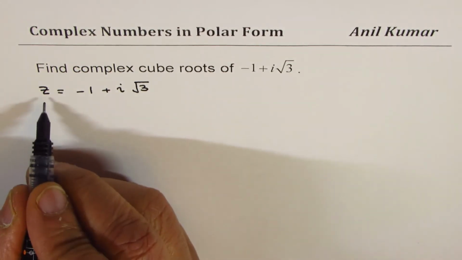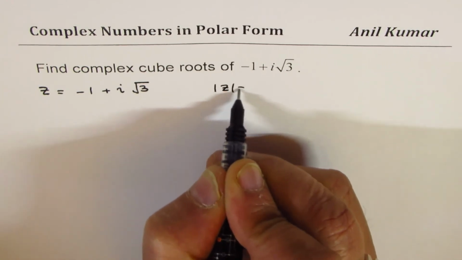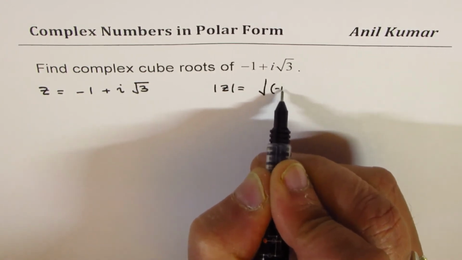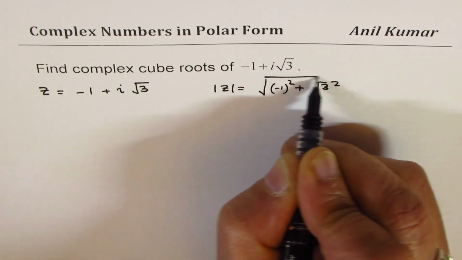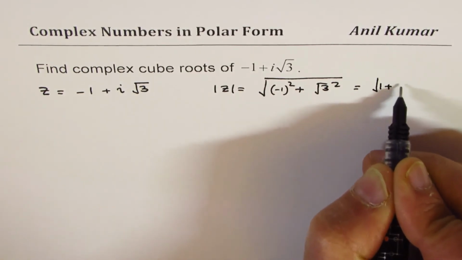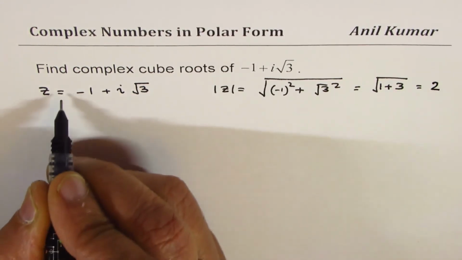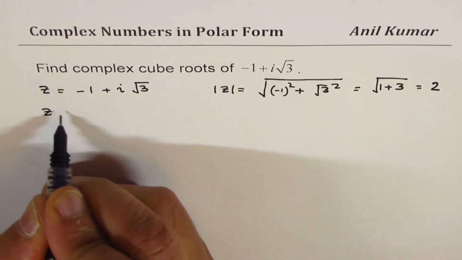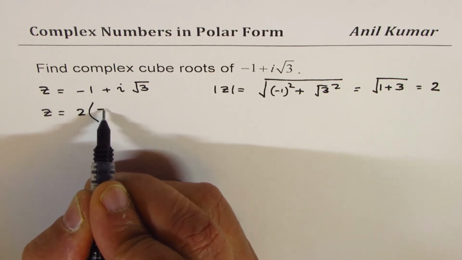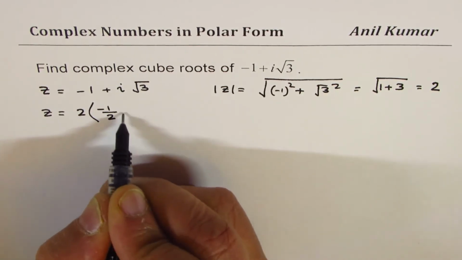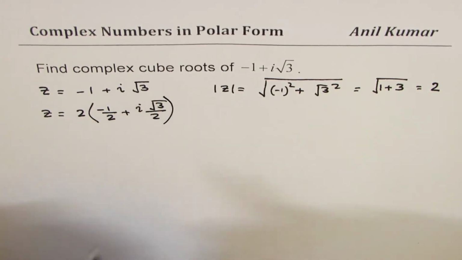So the first step is to find the magnitude of this number. We get the magnitude of z as equal to the square root of (minus 1) squared plus (square root 3) squared, and that gives you the square root of 1 plus 3, which is 4, and the square root of 4 is 2. So we could write this complex number z as equal to 2 times (minus 1 over 2 plus i square root 3 over 2), correct?